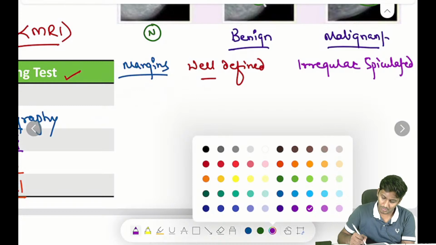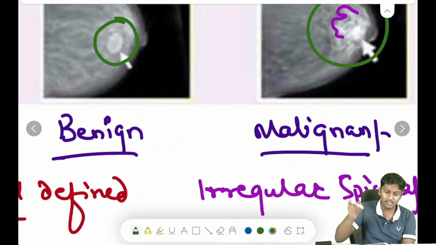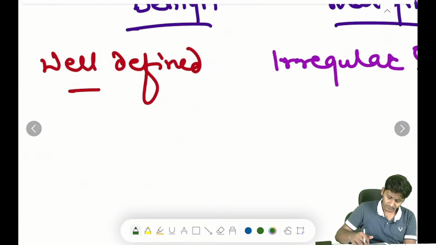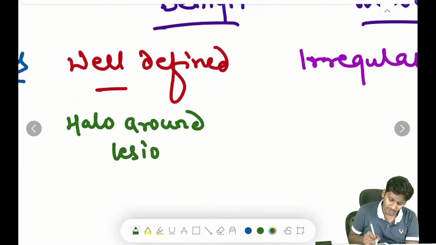Next important, in a case of benign breast lesion, there is actually a halo. Can you see a black area around the lesion? Yes. So around a benign breast lesion, there will be a halo around the lesion. That has to be understood.